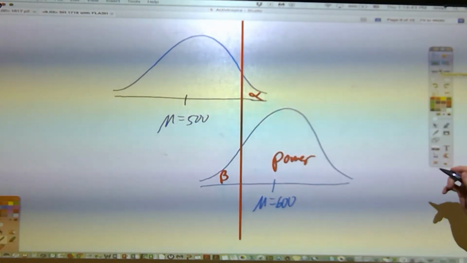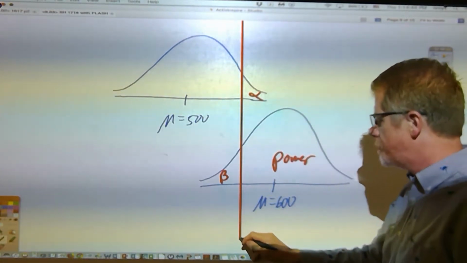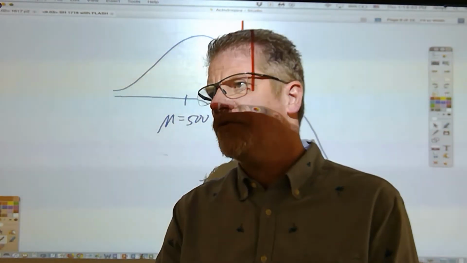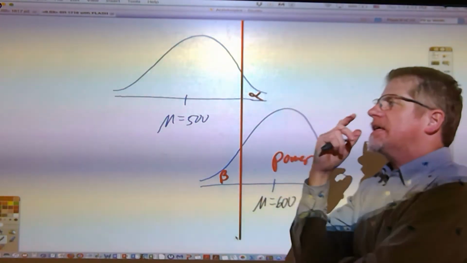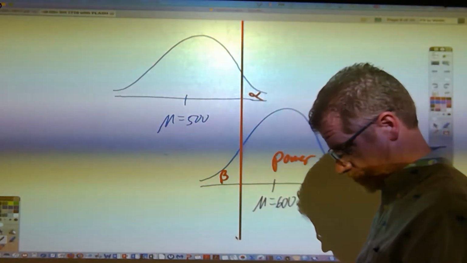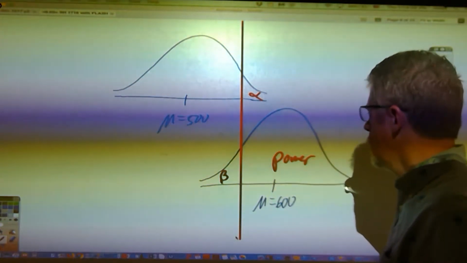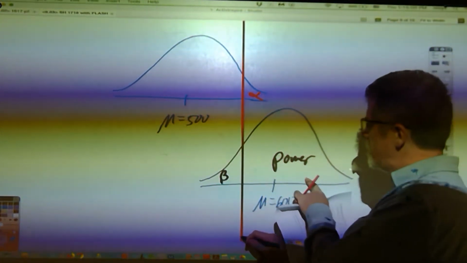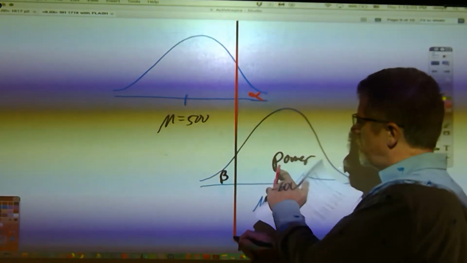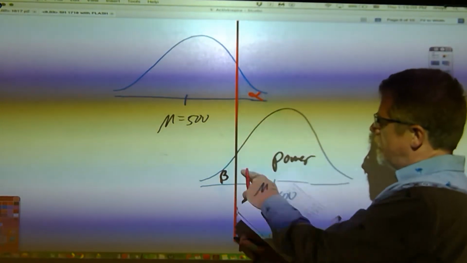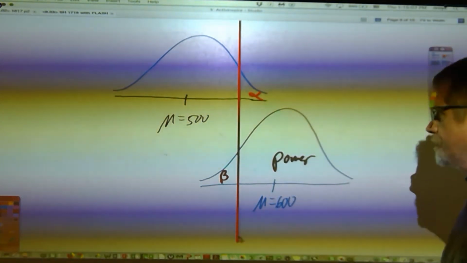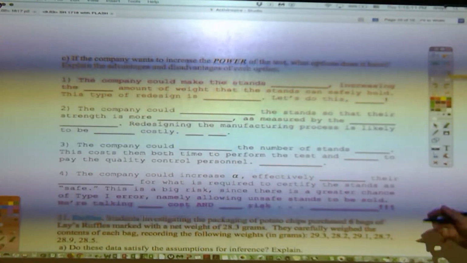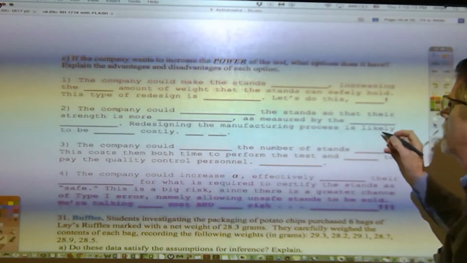Well, if you play with this diagram in your mind, increasing the power, increasing the probability of certifying safe stands as safe, you can see graphically it means we want the area in this region to increase. So one way to do that is we could actually make the stands stronger.